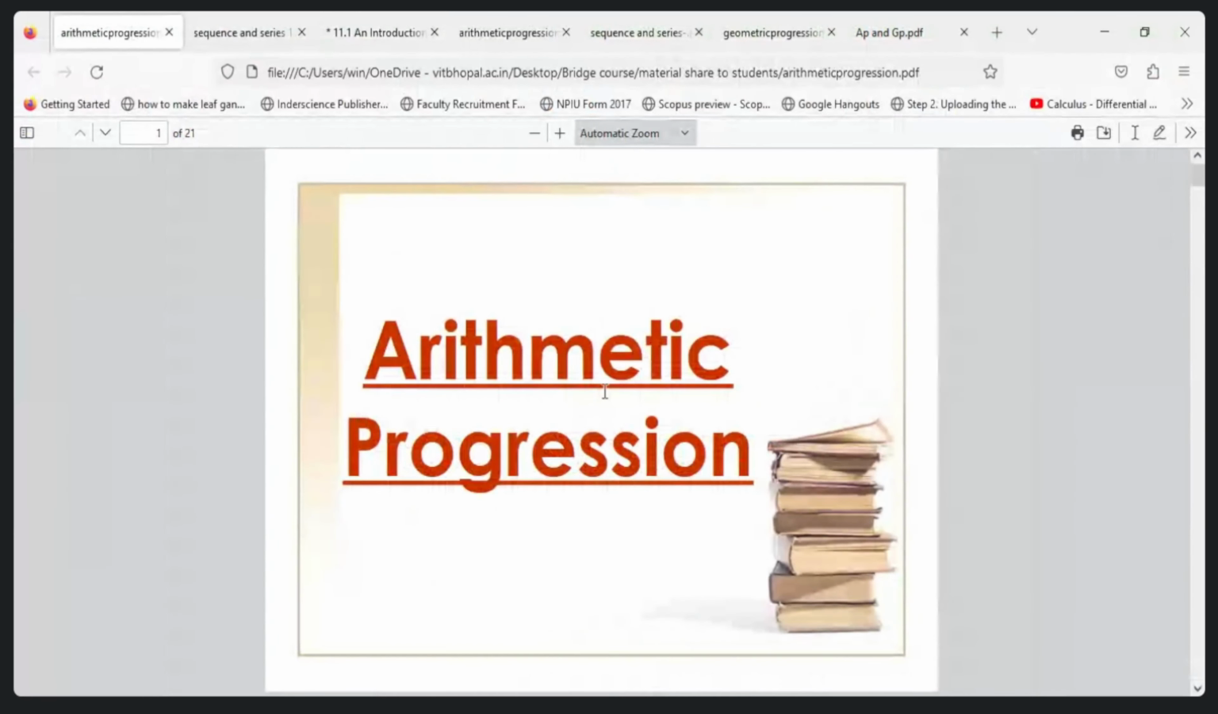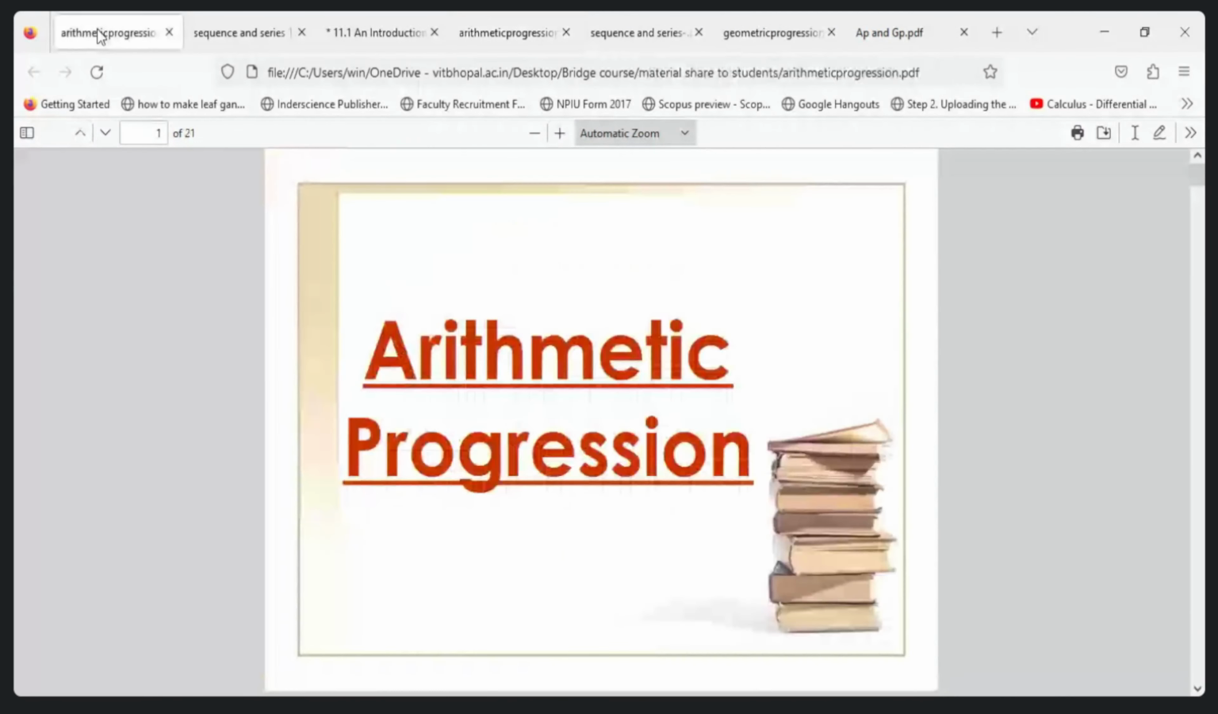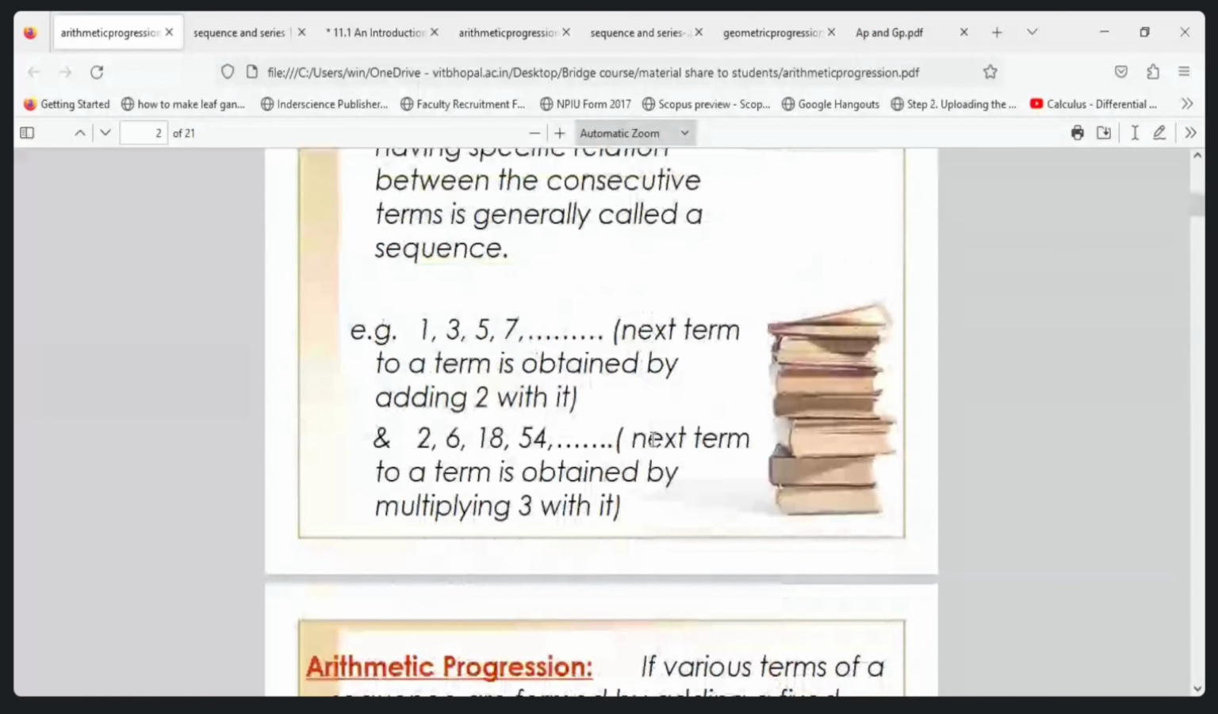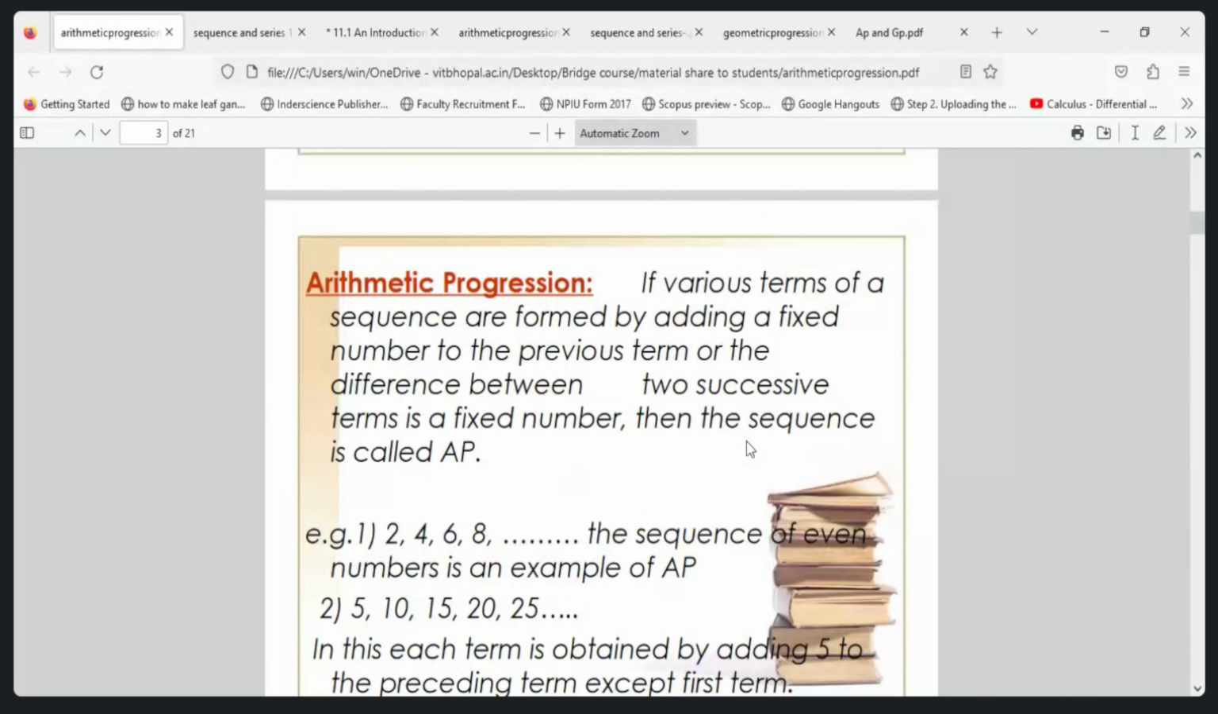So now come to the arithmetic progression. I already told the series for that particular. In an arithmetic progression, yes, the sequence is there. Definitely when we start the progression, that is a series, and for the series, the sequence comes first, then we will start. If the various terms of a sequence are formed by adding a fixed number to the previous term, or the difference between two successive terms is a fixed number, then the sequence is called an AP.